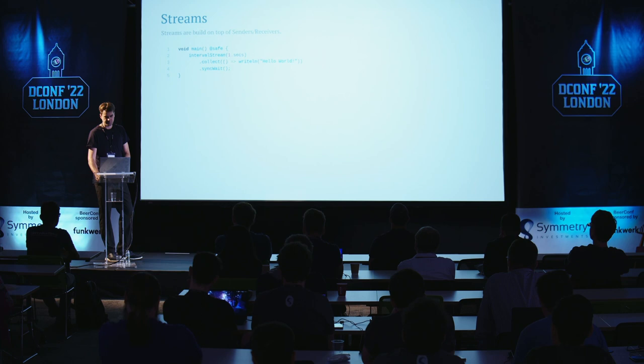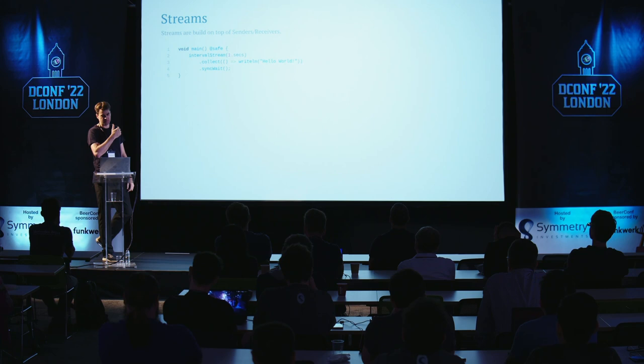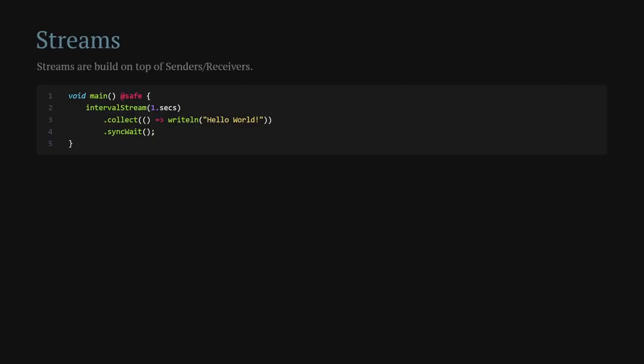It doesn't stop there. We also have streams. Streams are kind of like asynchronous ranges, and they're built on top of senders and receivers. A stream has a collect function that you pass a delegate in, and then it becomes a sender. So then you can just sync wait it. And it's going to call the delegate 0 or more times, and then complete the sender. So here it's going to print hello world every second, basically, and then never terminate until you press Control C.